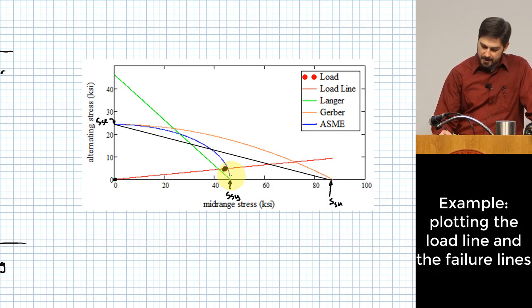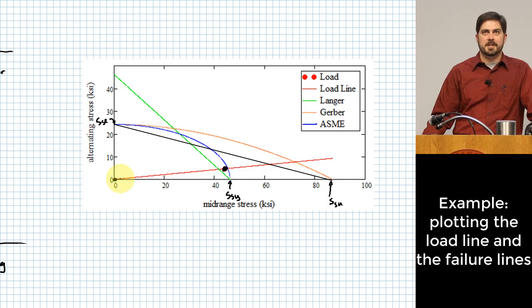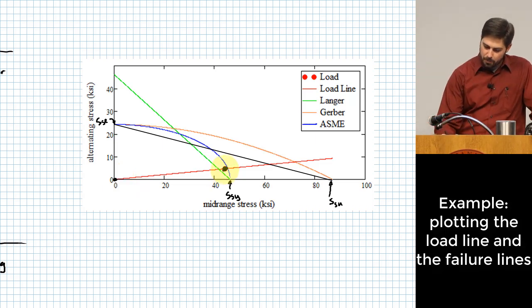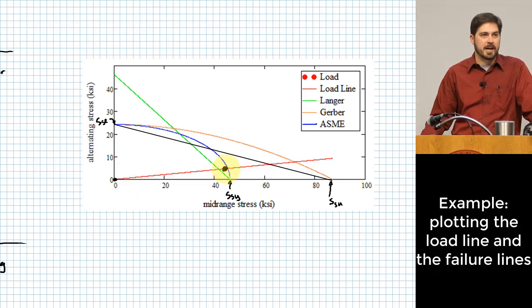So this was not by accident. I picked the values carefully for this problem to put you right there, so that you get to see an example where the loading point that we have on the load line creates a bit of a dilemma for you, right? ASME elliptic says you're okay. Langer line says you're not. Yes, sir. We would judge whether it's okay or not, whether it's below the load line.